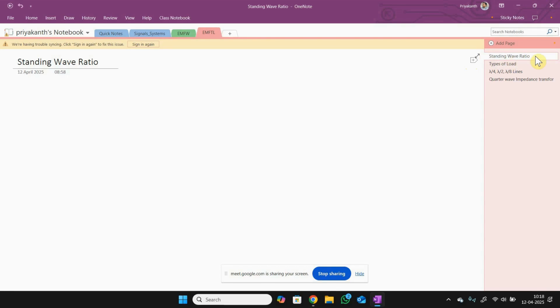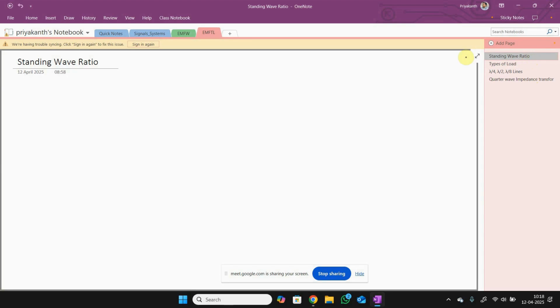That you can see on the right hand side: the standing wave ratio, types of load, and the different wavelengths of transmission lines. These three topics today we will discuss. The first one is the standing wave ratio. If you try to recollect the concept of EM waves, we have already calculated the standing wave ratio.